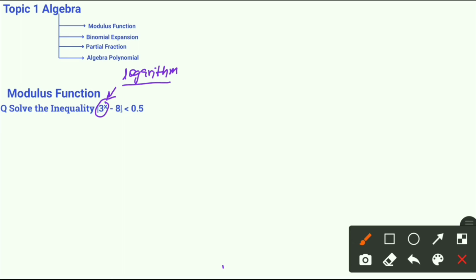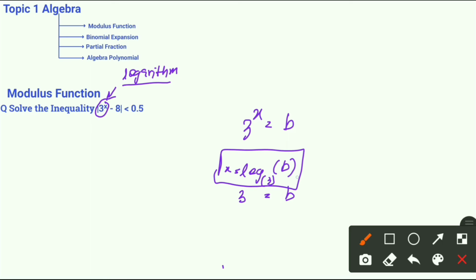So logarithm, how to deal with this? Let me give you a basic idea of what a logarithm is. If 3 to the power x is equal to b, then we can say that log base 3 of b is x. This is what a logarithm means: the opposite side will come here and the base is 3. Okay, let me write it now.